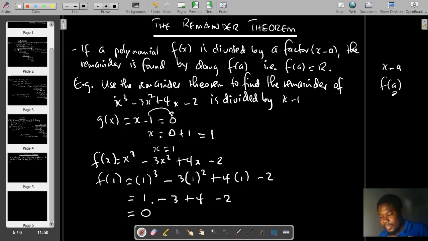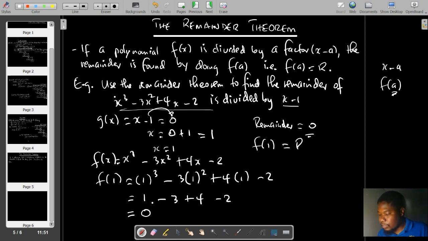So what that is telling you is that the remainder, when you divide x minus 1 into that, is equal to 0. How you get it is by doing f of 1 in the function, and it will give you the remainder, which is 0. That's what the remainder theorem says. You don't have to do long division to find your remainder. All you have to do is substitute the factor. That means equate your divisor to 0, then find the value of x. Substitute that value of x into your polynomial, and it will give you the remainder.